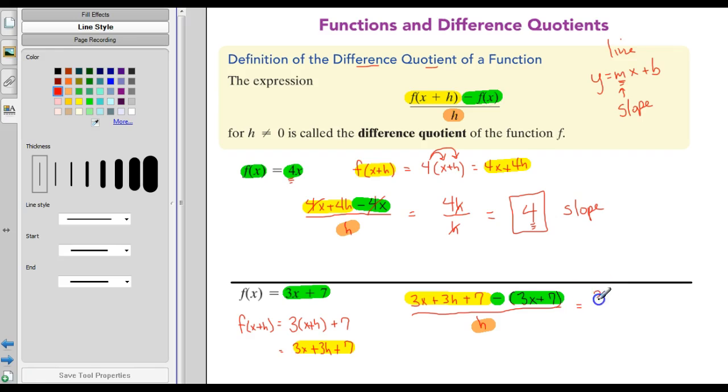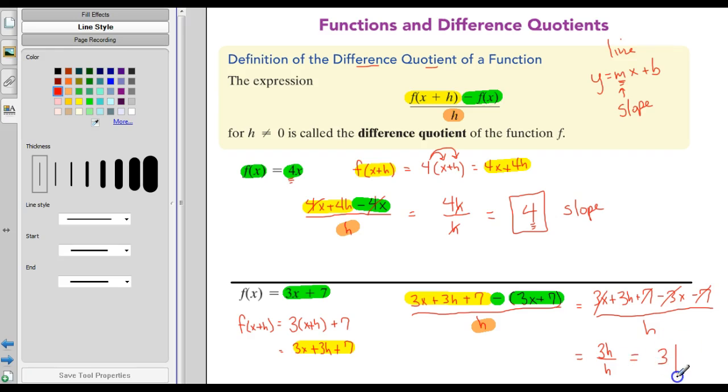So 3x plus 3h, I'm just rewriting the original part, plus 7. Distributing the negative through, so minus 3x minus positive 7 is just minus 7 all over h. And if you see what happens here, I get a 3x and a minus 3x cancel. 7 and minus 7. So once again, minus f of x cancels away completely, and I'm left with just 3h over h, which is 3.